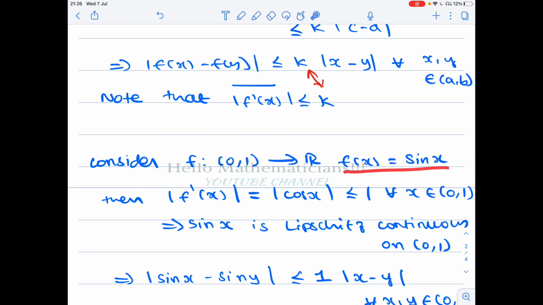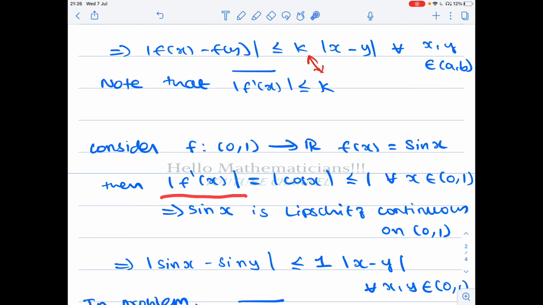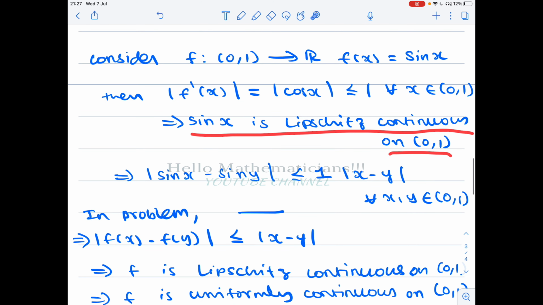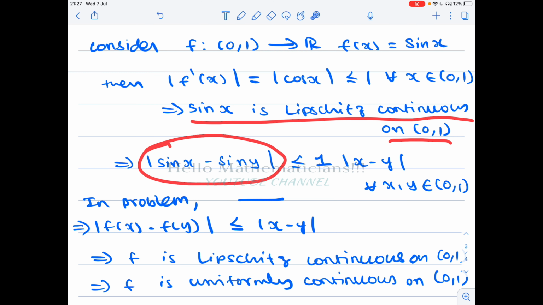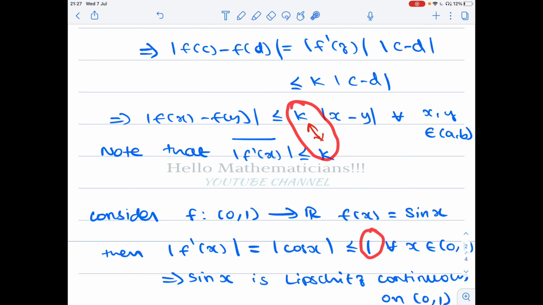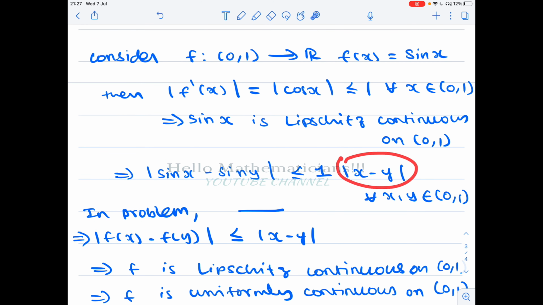So we consider f of x equal to sin x. Then modulus of f prime of x is modulus of cos x, because the derivative of sin x is cos x, and the modulus of cos x is less than or equal to 1 for all x belonging to open (0, 1). Therefore, sin x has a bounded derivative, so sin x is Lipschitz continuous. Therefore, we get modulus of sin x minus sin y less than or equal to the Lipschitz constant, which is usually the bound for the derivative. So we get 1 times mod x minus y for all x, y belonging to open (0, 1).